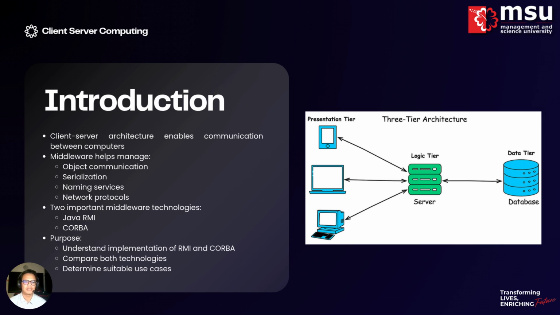So client-server architecture enables communication between computers, whereby middleware helps manage object communications, serialization, naming services, and network protocols. There are also two important middleware technologies, which is Java RMI and Corba, and its purpose is to understand implementation of RMI and Corba to compare both technologies and determine suitable use cases.